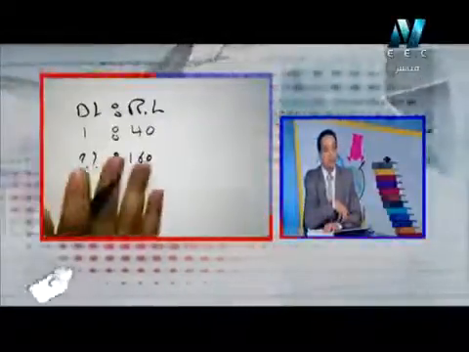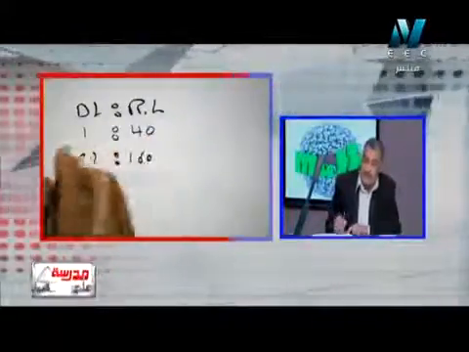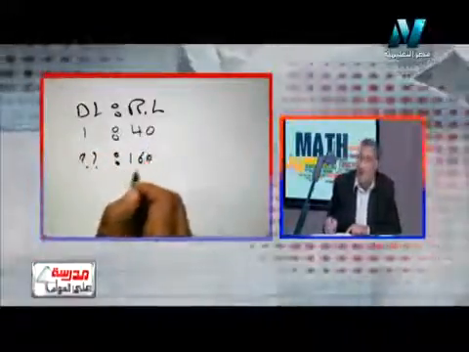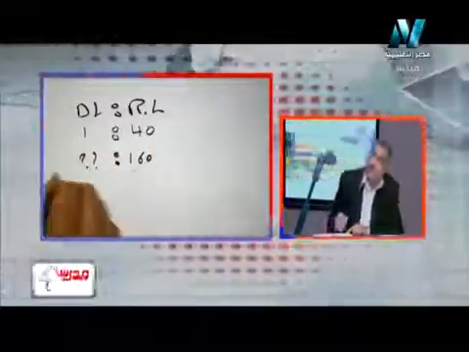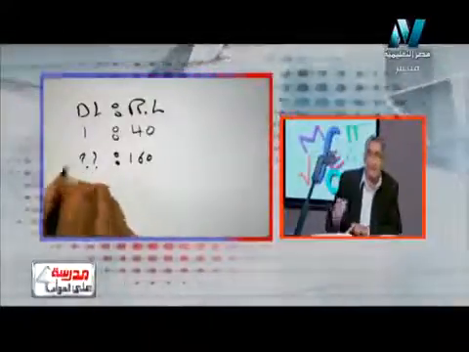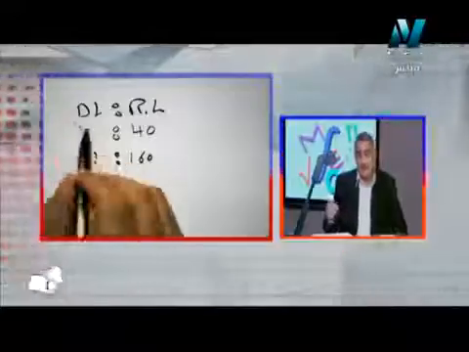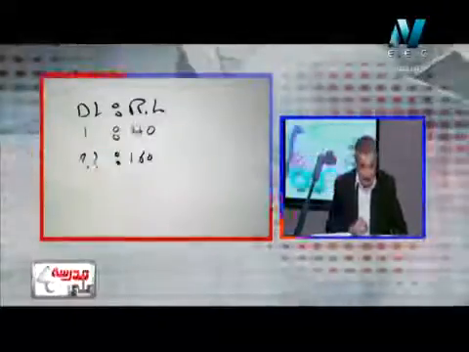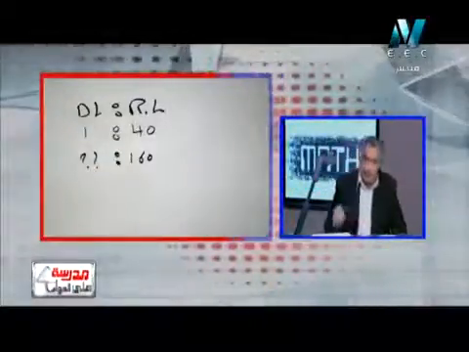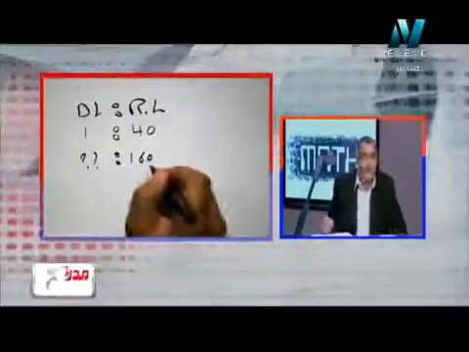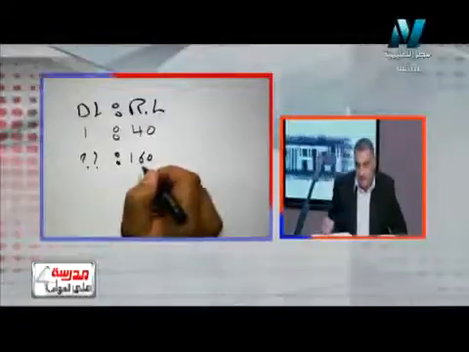As we said before, the same idea. We have the scale 1 to 40 and we have the real length. And he asked about the drawing length by using the same. First of all, we have to write DL to RL, 1 to 40. We have the real height of Osama, 160 centimeter.